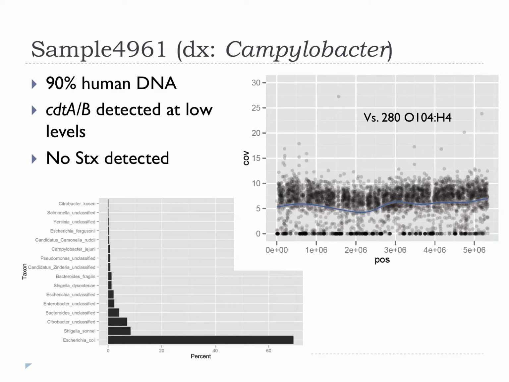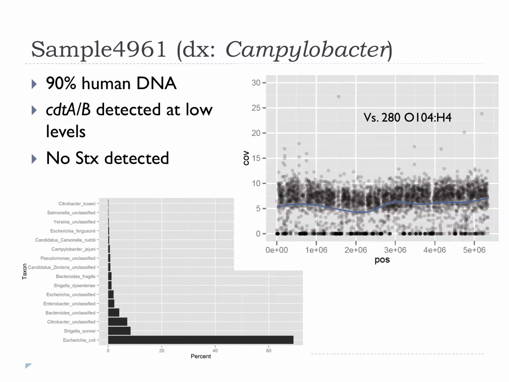Campylobacter, this one had 90% human DNA, and basically he could only detect these toxins associated with Campylobacter at very low levels. And then it's about 5-fold coverage across. Wait a minute. Yes, it's 5-fold coverage against O104. Now, what does that mean? Does it actually mean that it's got O104, or does it mean that it's actually got another E. coli in there, and we're seeing some of that coverage, and that's not been unravelled yet?